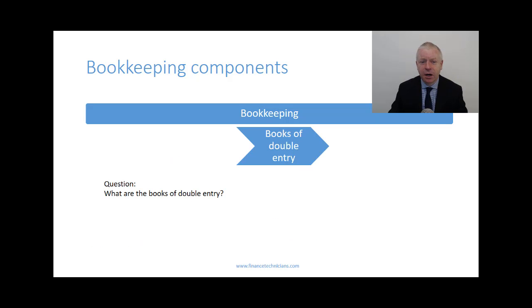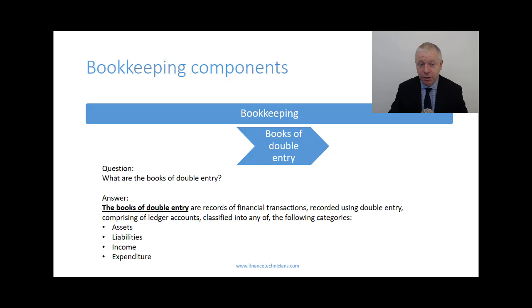So let's have a little look at the next section, books of double entry. So what are they? We've talked about the source documents, we've talked about the books of prime entry, and now we're on the books of double entry. So what are they? The books of double entry are records of financial transactions recorded using double entry, comprising ledger accounts, classified into any of the following categories: assets, liabilities, income, and expenditure.